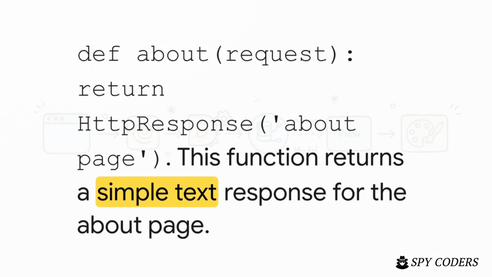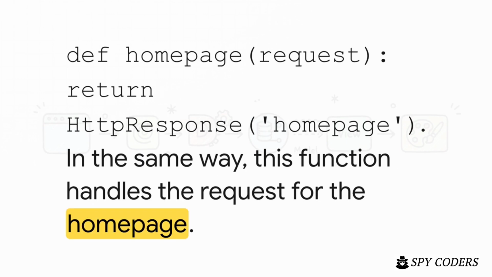So here's our complete view for the About page. We define the about function, it takes the request object, and it immediately returns an HttpResponse with the simple text "About page." That's it. For now, this is our entire destination. And we do the exact same thing for our homepage. We create a function called homepage, and it returns the text "homepage." See? It's simple, it's clean, and now we have 2 destinations ready and waiting to receive some traffic.